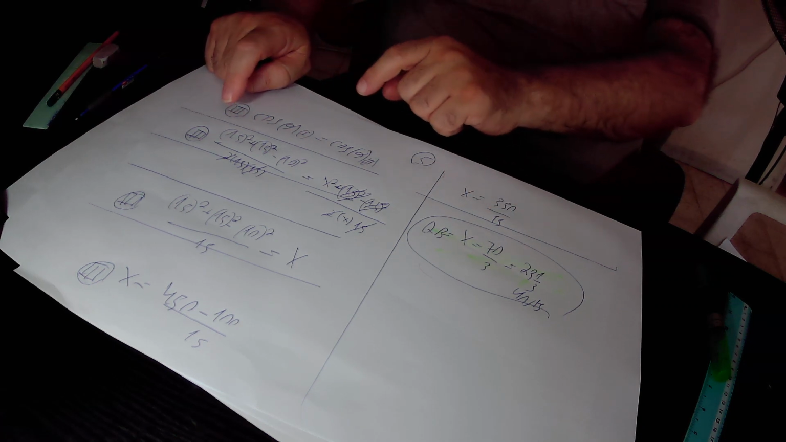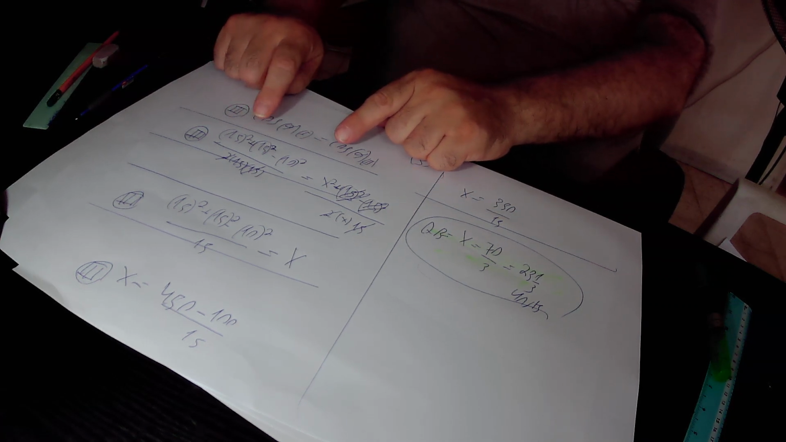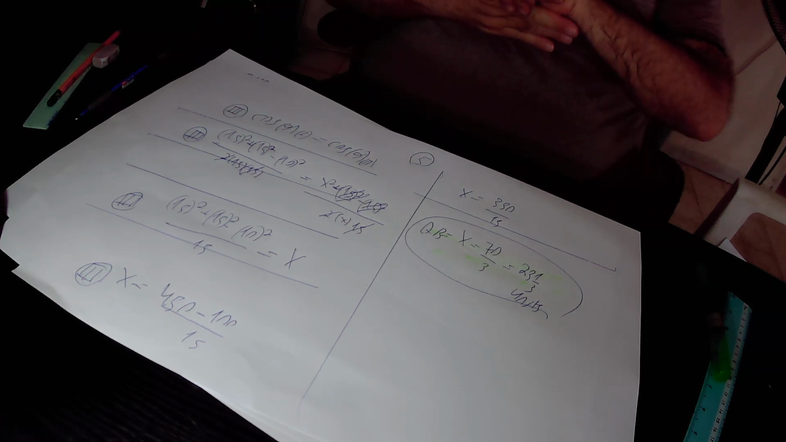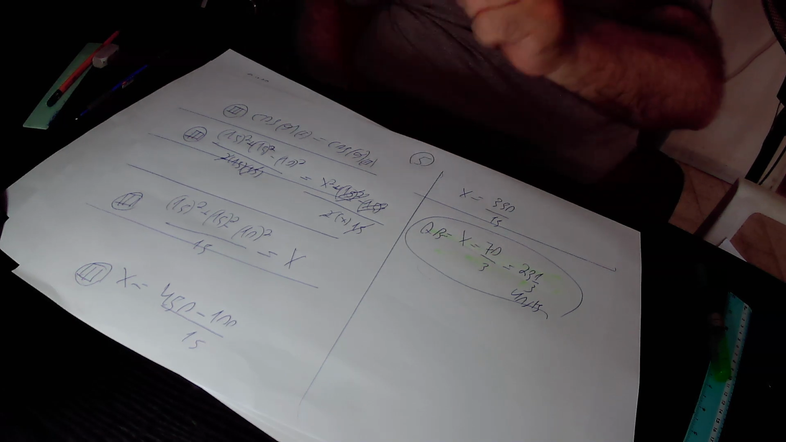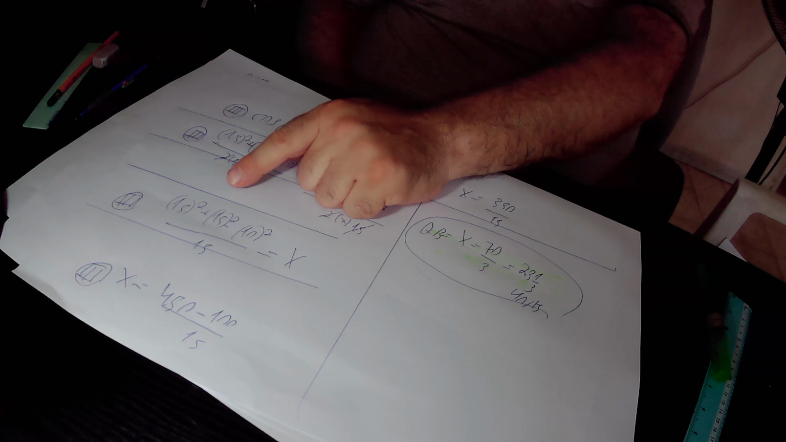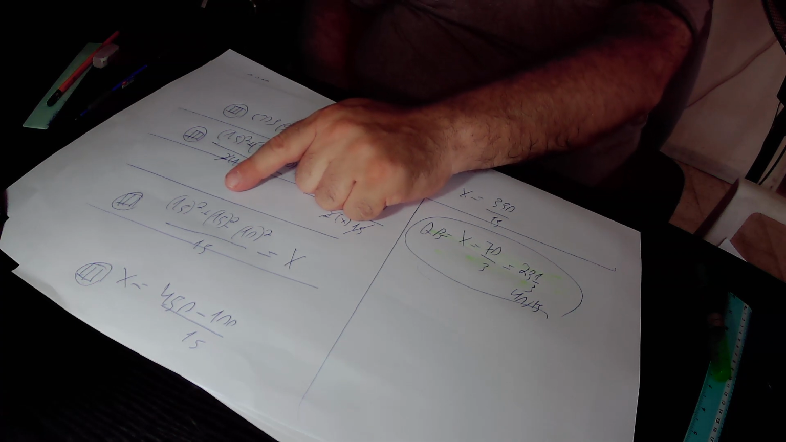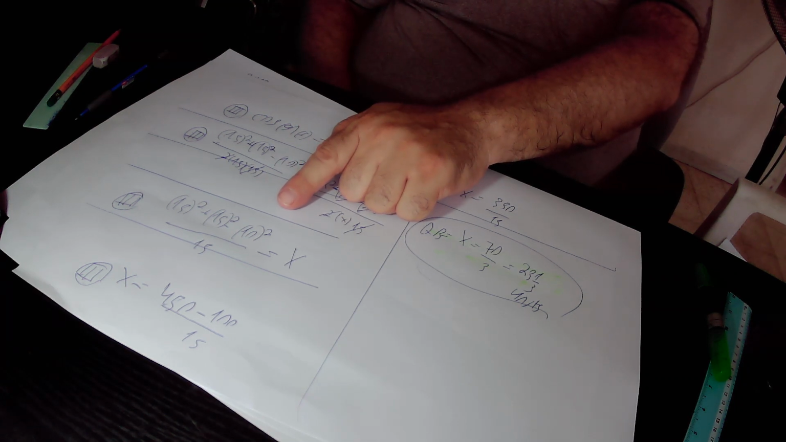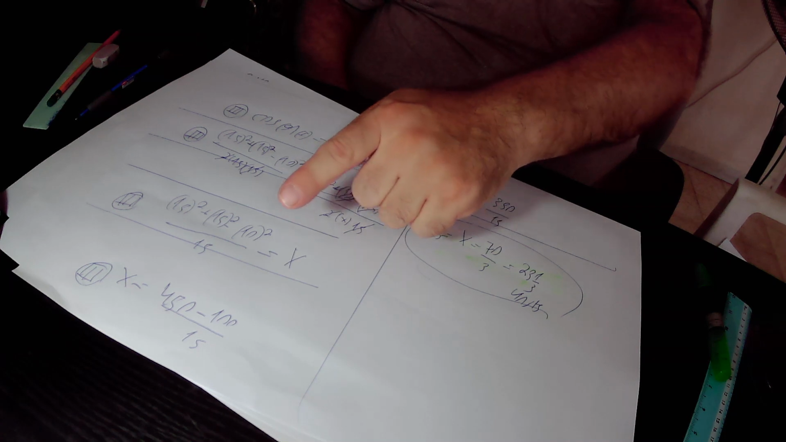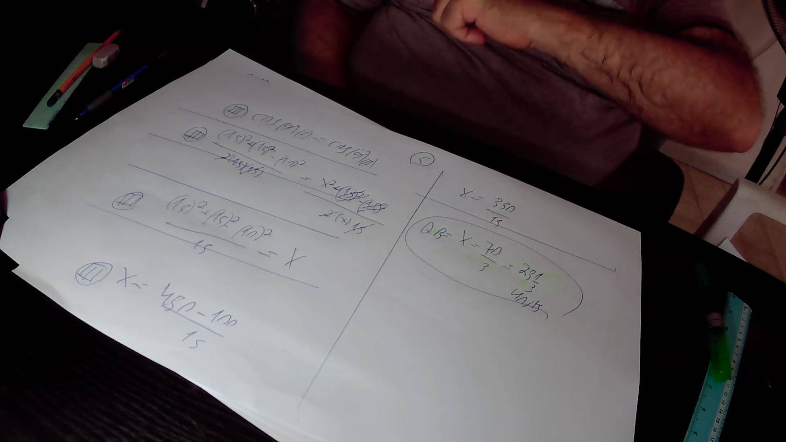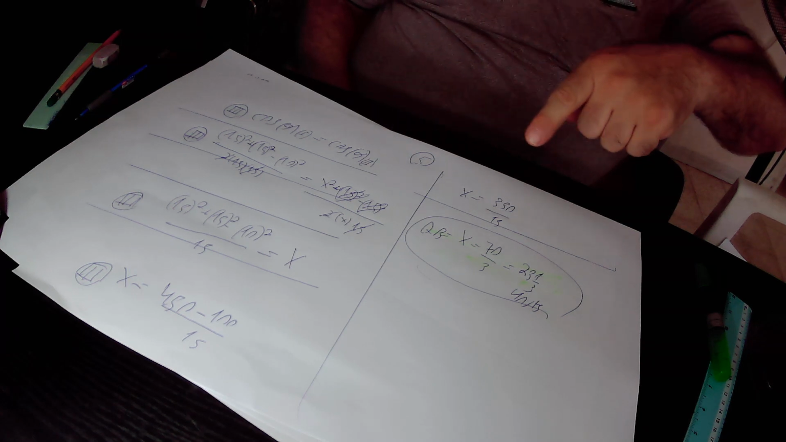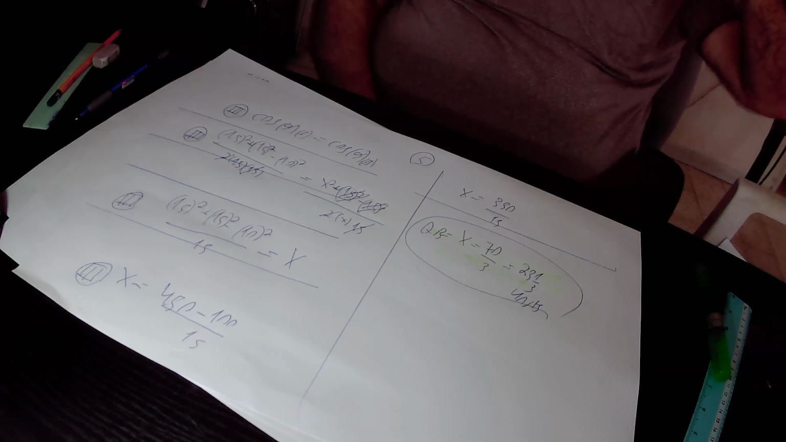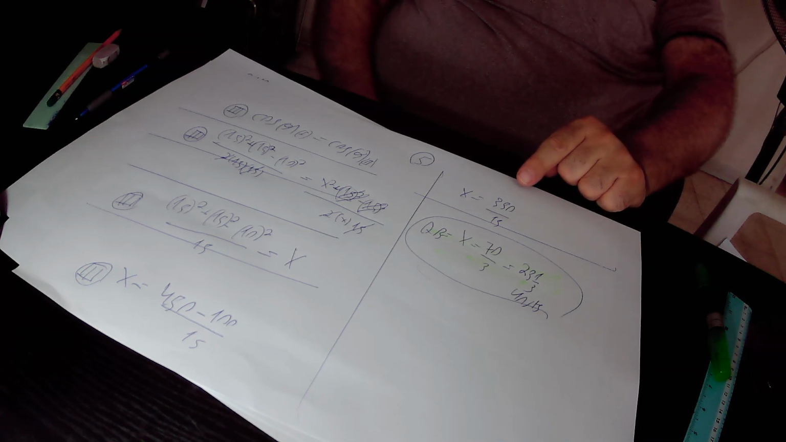On the other side of equation 3, we are left with 15 squared plus 15 squared minus 10 squared over 15. So x equals 15 squared plus 15 squared minus 10 squared over 15. 15 squared is 225, so 225 plus 225 is 450, minus 10 squared, which is 100. So it is 450 minus 100 over 15. 450 minus 100 is 350, so x equals 350 over 15.